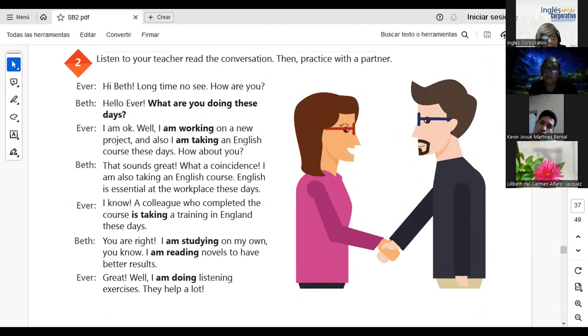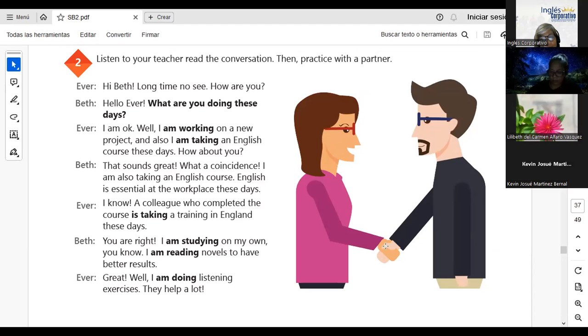Ever and Beth. Okay, Ever and Beth. They are meeting. Look at the hands. They are shaking hands.